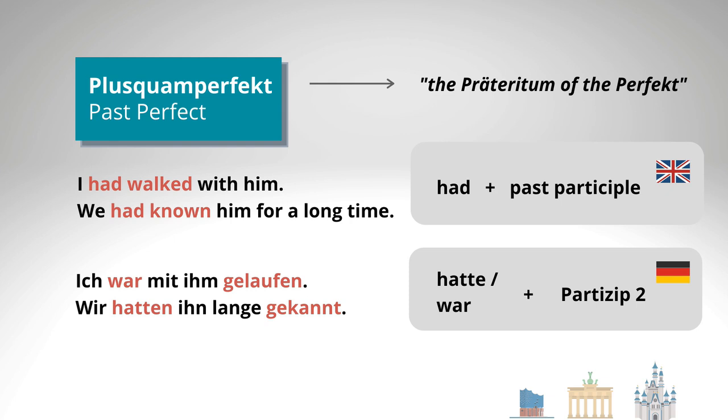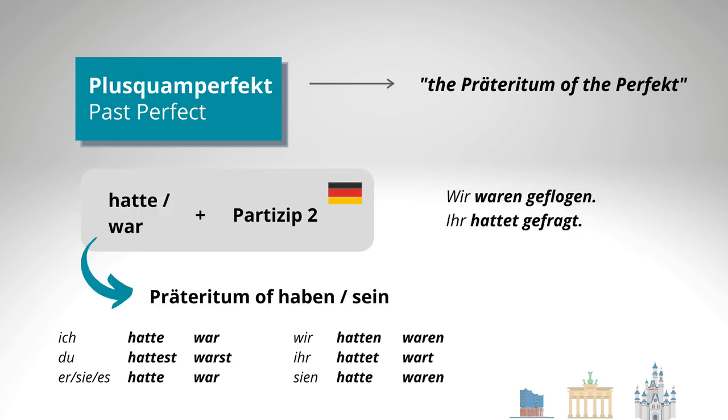Now let's have a look at the first part. The Präteritum forms of the Hilfsverben, auxiliary verbs, haben and sein. They are "ich hatte, du hattest, er sie es hatte, wir hatten, ihr hattet, and sie hatten" for the verb haben.